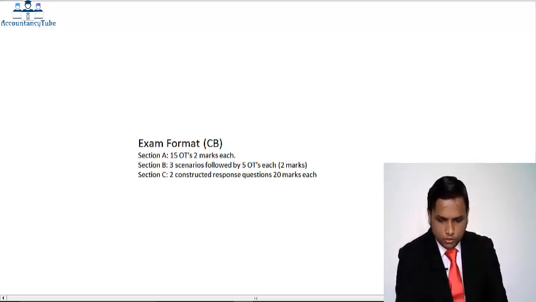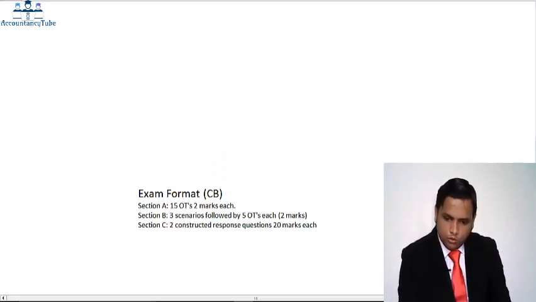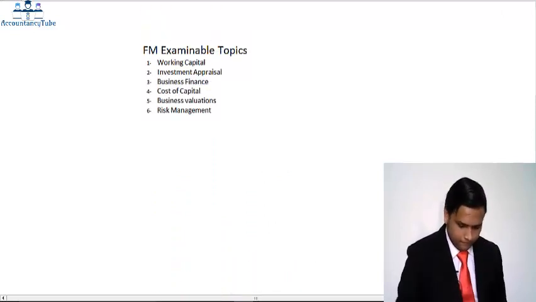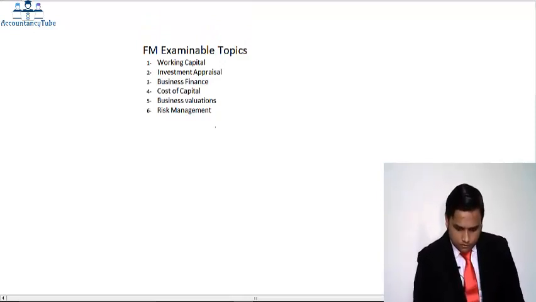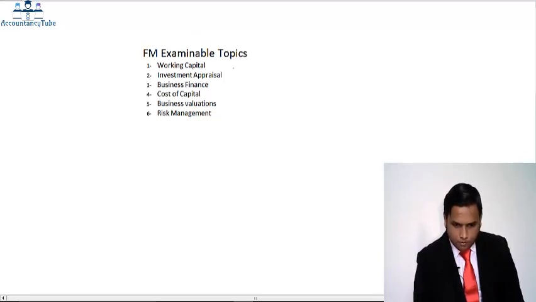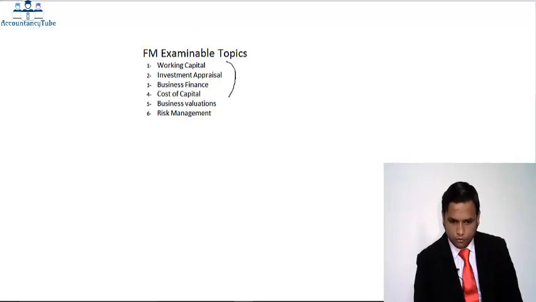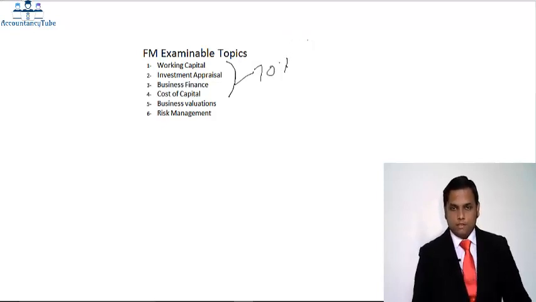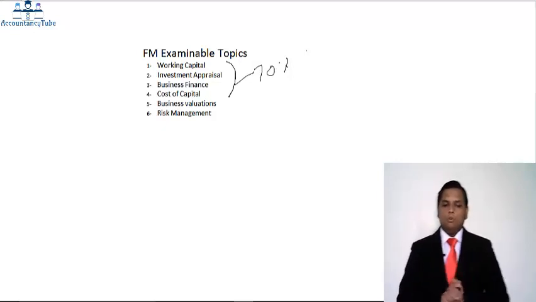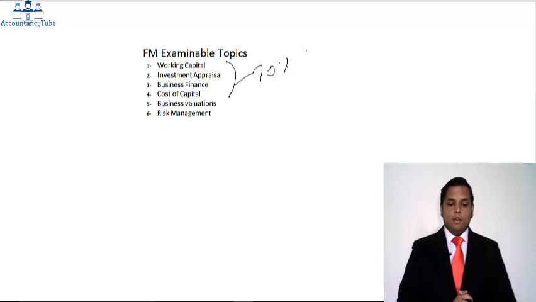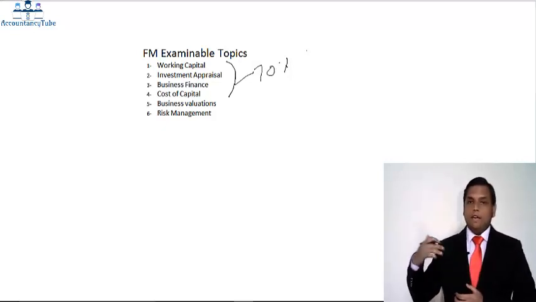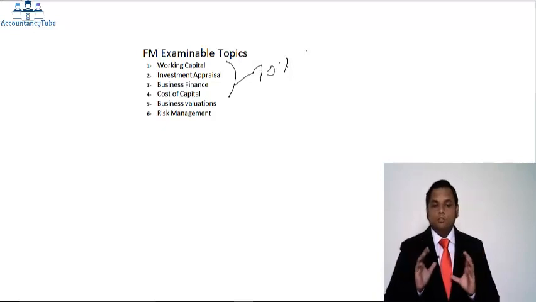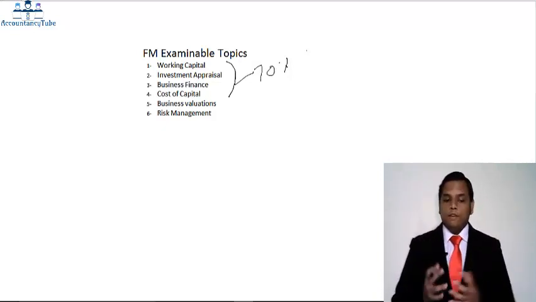Now, considering the exam format, there is a very important thing you need to know: these 3 topics, perhaps 4 topics, will always constitute about 70% of your total examinable marks at the exam. So you need to be really confident in these areas. That's working capital, investment appraisal, business finance, and cost of capital. My innovative study techniques, which you will see as we follow the lecture series, will definitely help you in gaining confidence in these areas.